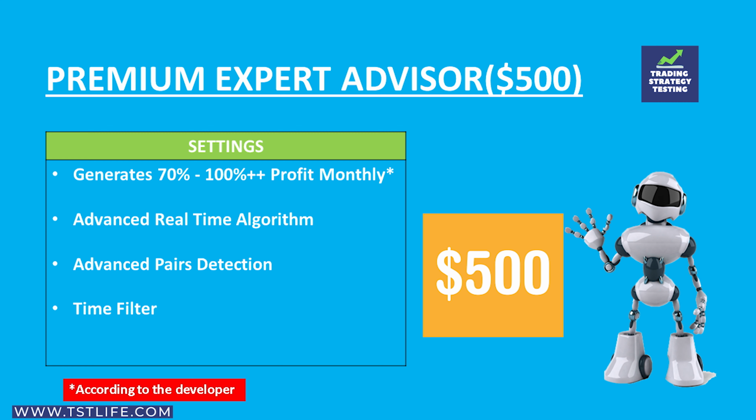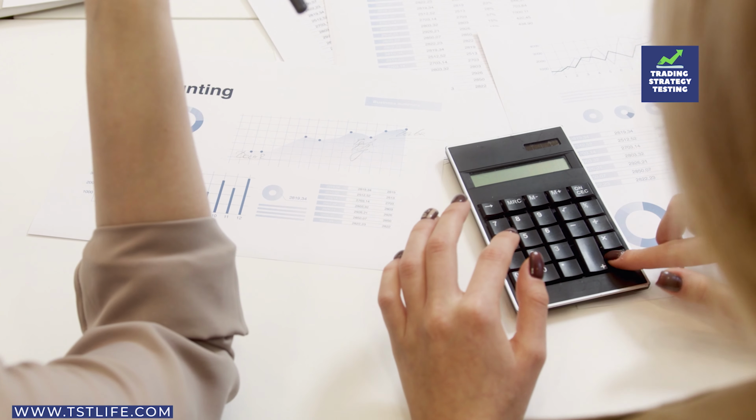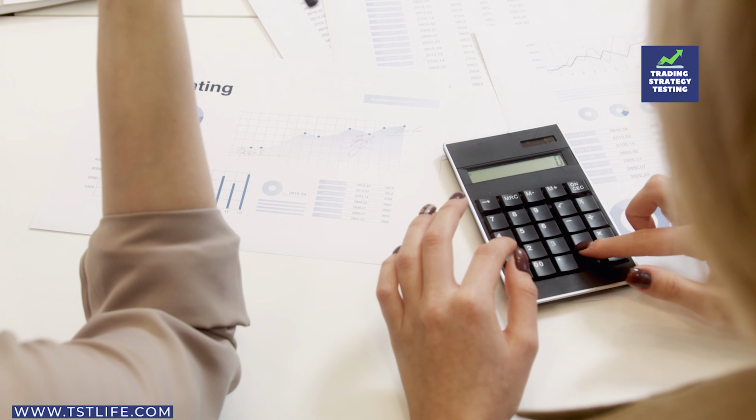The premium expert advisor that our subscriber has sent us is sold at $500. According to the developer of this EA, it would help you make up to 70% profit per month, which is an astronomical return on investment. It is also leveraging an advanced real-time algorithm, a time filter and multiple features that we are unable to verify. The seller does not provide the source code used to develop the EA, so we can't see what metrics it uses. The best way to verify the claims is backtesting.